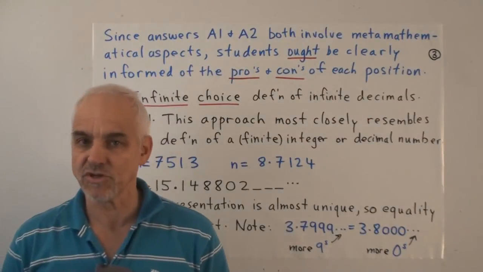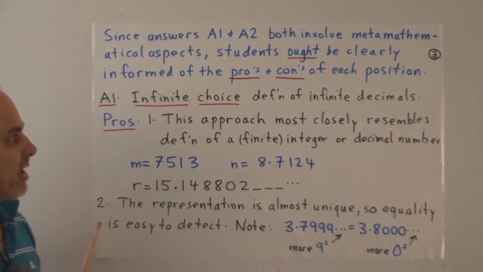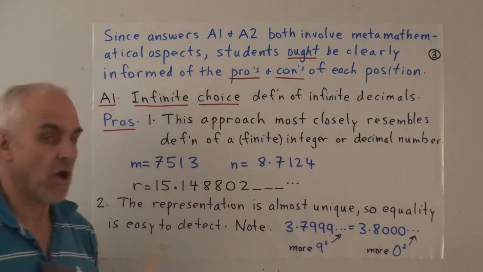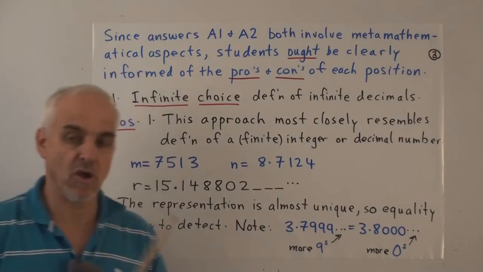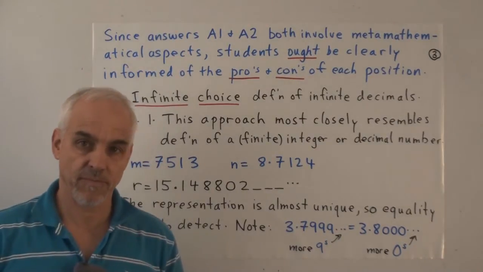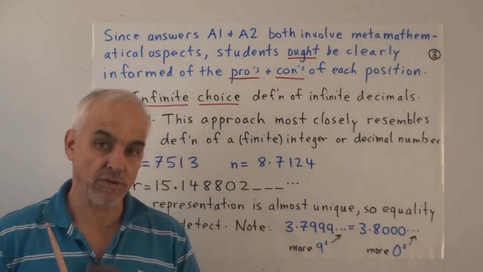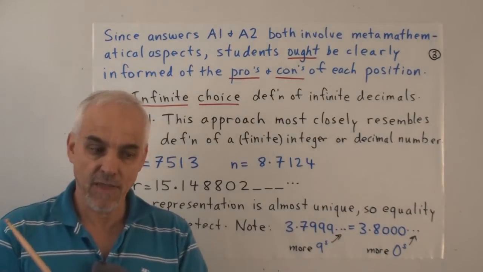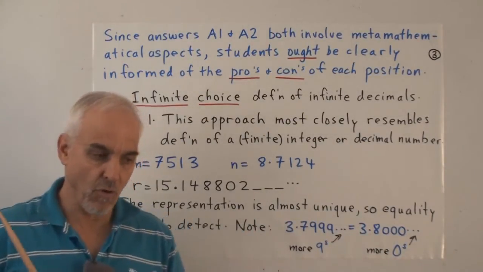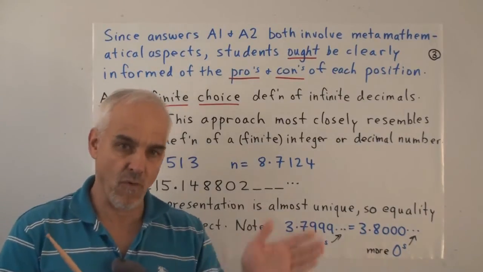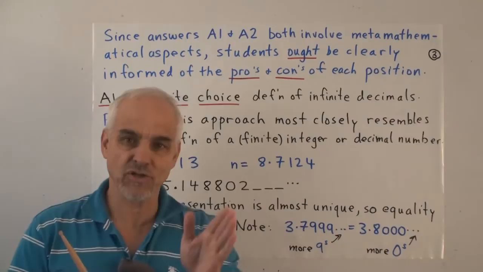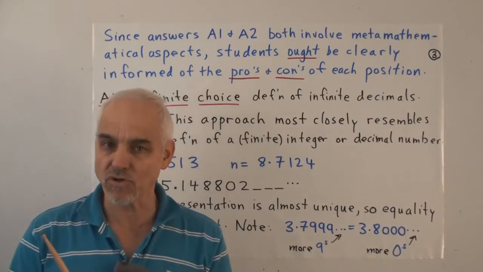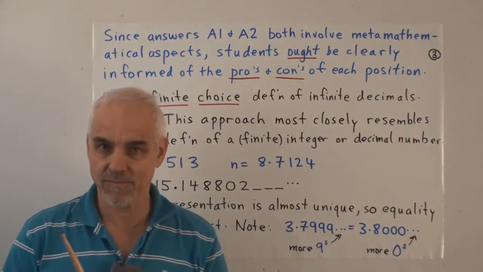Both of the first two positions towards infinite decimals arguably involve some meta-mathematical aspects. And in my opinion, students ought to be clearly informed of the pros and cons of each of the positions. At some point in the early undergraduate years, or perhaps in the late high school years, students should be clearly instructed that there is a fork in the road here. The road of mathematics that we've all been traveling down together forks. And there are different directions to go on. And these different directions correspond exactly to these three different approaches to what is an infinite decimal.